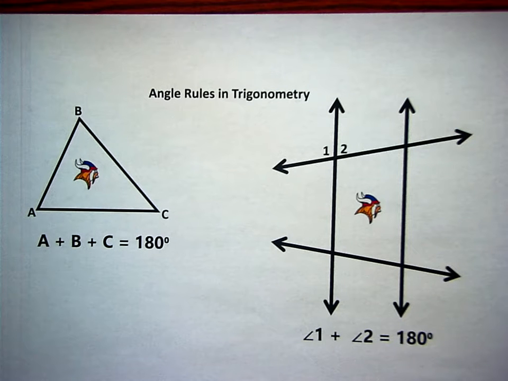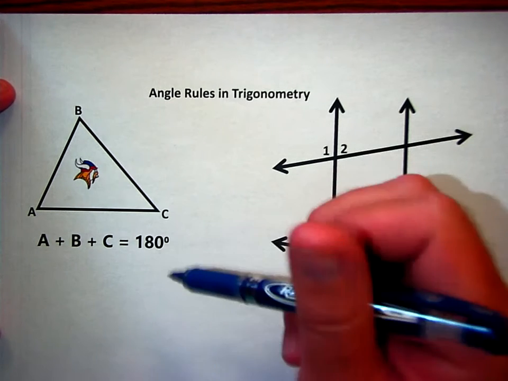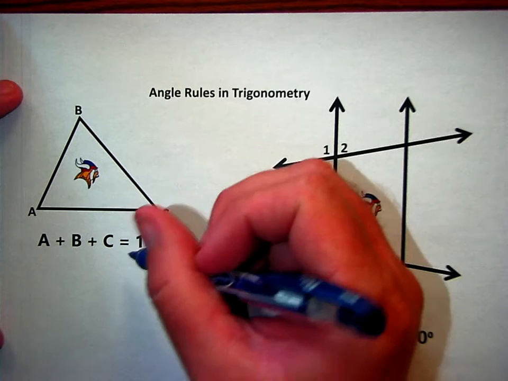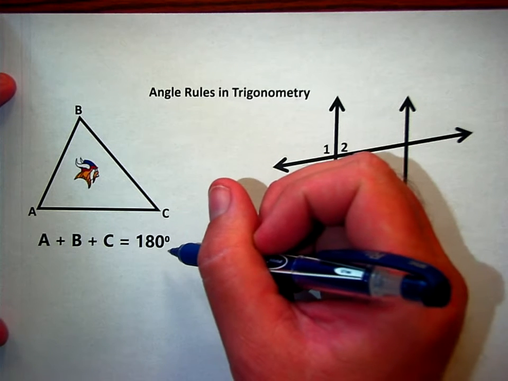Hello, and welcome to our presentation on the angle rules in trigonometry. Today we will look at two scenarios involving angle measures. The first scenario involves a triangle, where you have three angles in a triangle. All three of these angles must have a sum of 180 degrees.